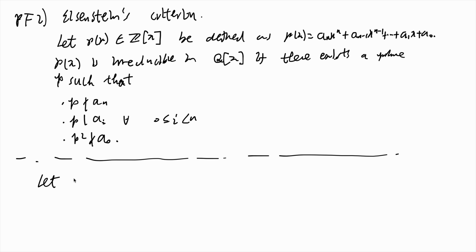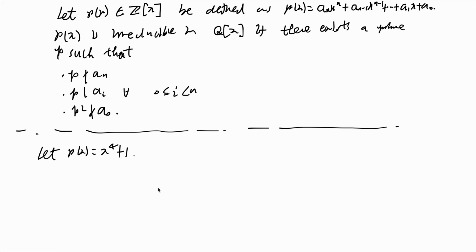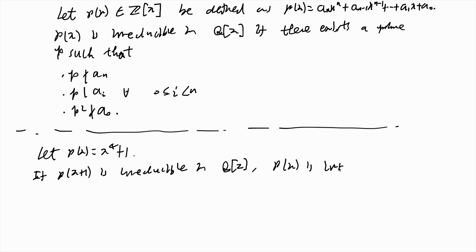Let p of x equals x to the power 4 plus 1. And here's a slight trick here. I'll just write it and then explain it. Is it irreducible in the rationals?